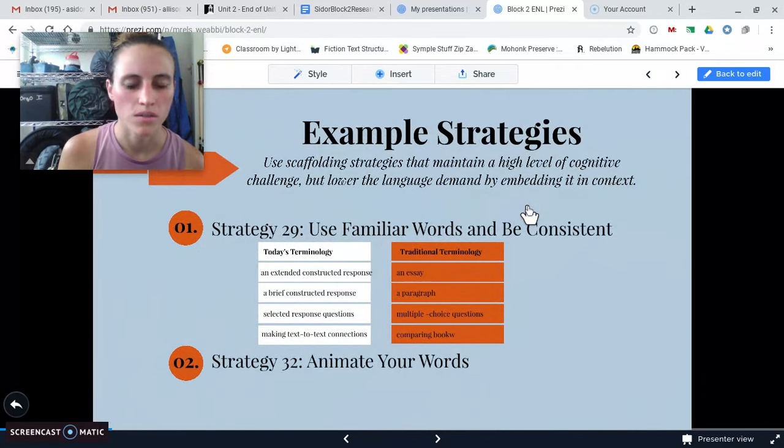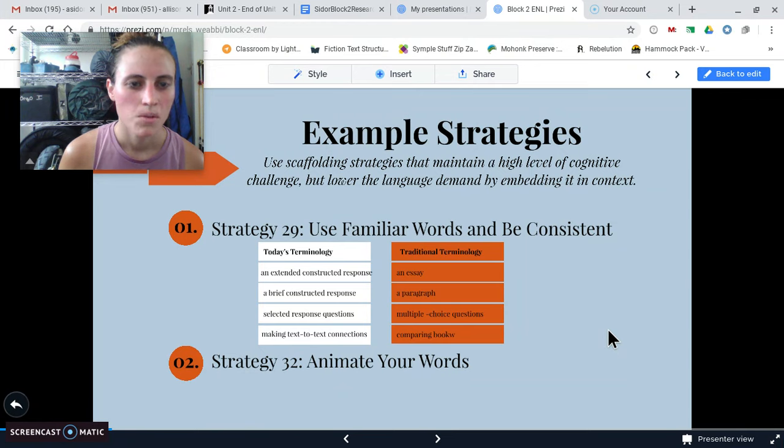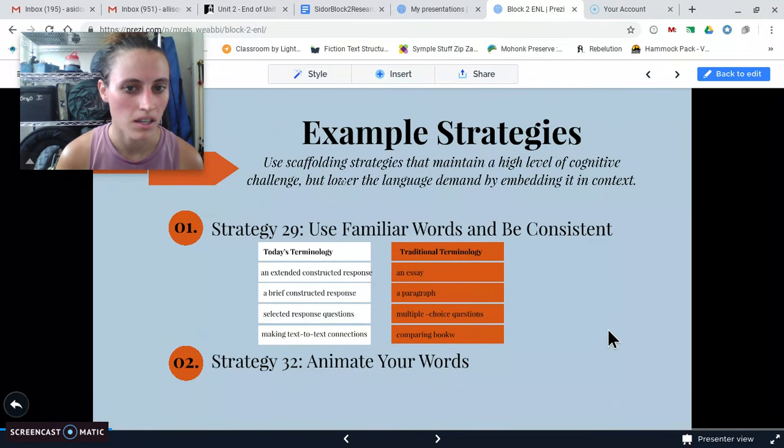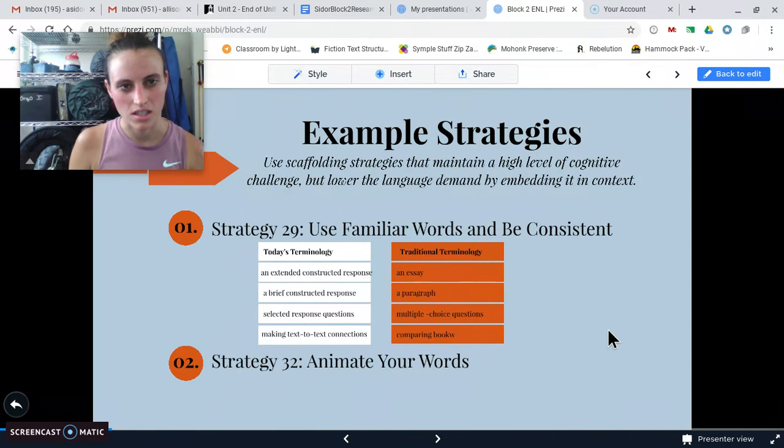Some of the example strategies I found were strategy number 9, which said to use familiar words and be consistent. They gave this nice little list of terms that we use today versus their traditional terms. Today's terms were things like writing an extended constructed response, which really is simply an essay. I think that if you have new ELLs in your class, using the term an essay instead of an extended constructed response is fine. You're not expecting any lower of cognitive challenge for them. You're holding them to the same level. You're just using language that's more accessible to them.